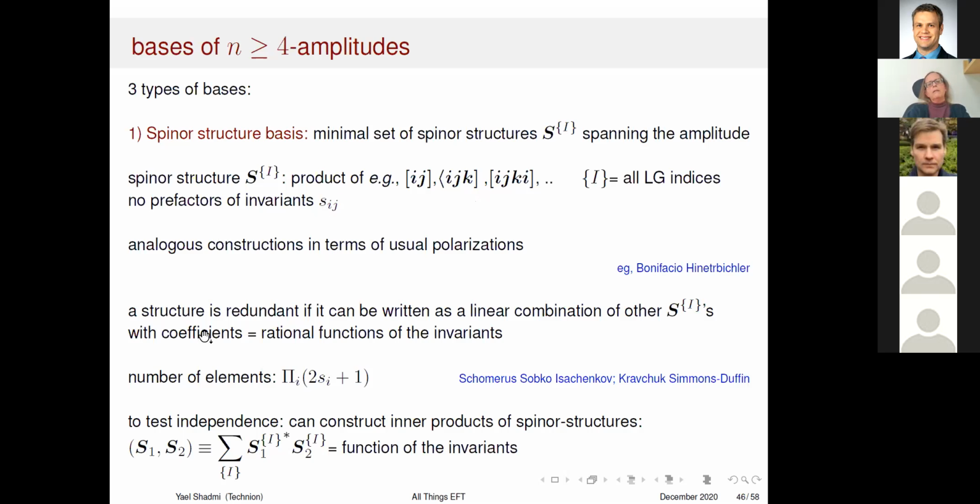Essentially what we want to do is get rid of a structure and declare that it's redundant if it can be written as a linear combination of other SIs, other spinor structures, with coefficients that are some rational functions of the invariants. Now, the number of elements in the basis is known. It's given by simply the product of 2 SI plus 1 for each one of the external legs. And in general, to test whether two structures are independent or not, or a bunch of structures are independent, you can construct inner products of these spinor structures. So the inner product of S1 and S2 is given by this, and it's equal to some function of the invariants.